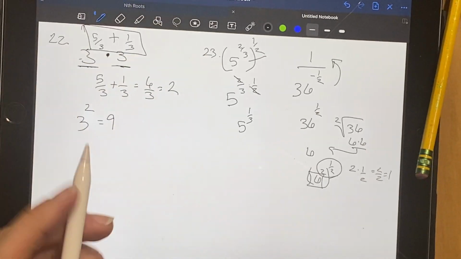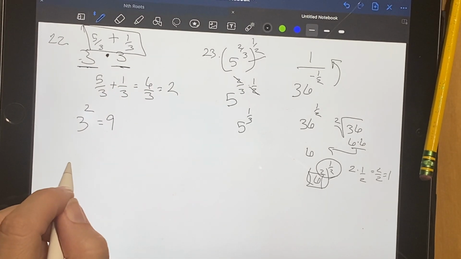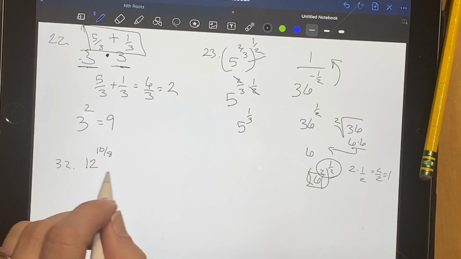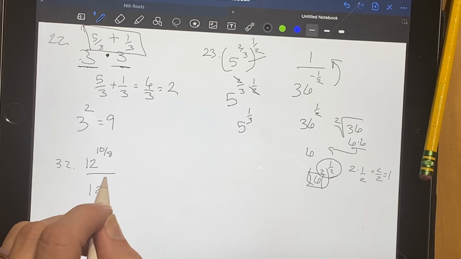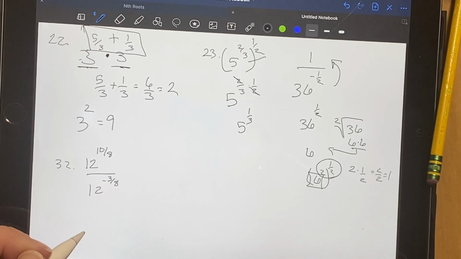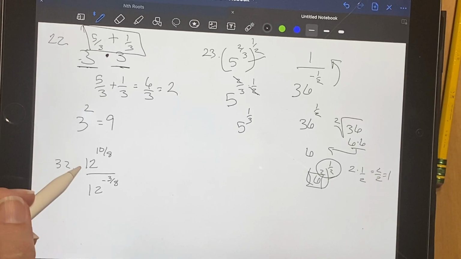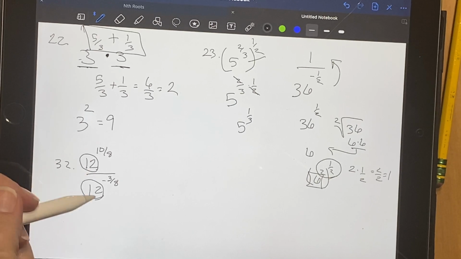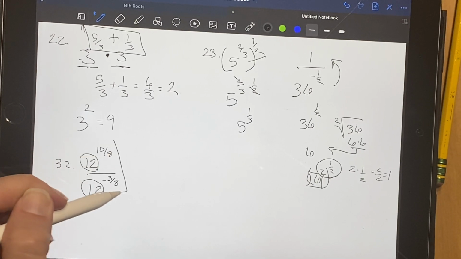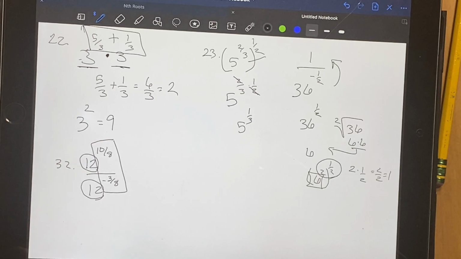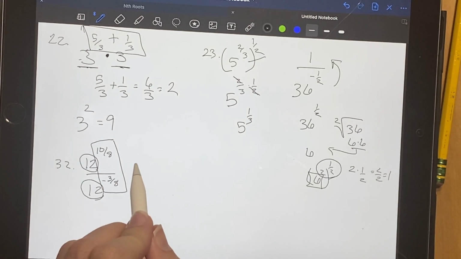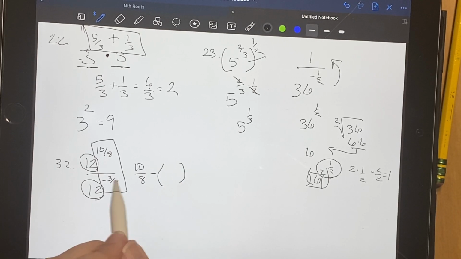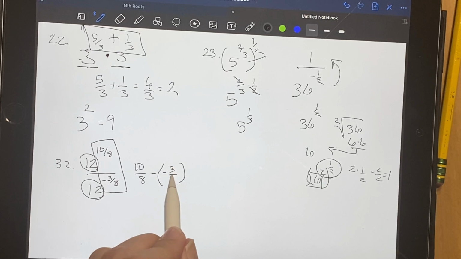And then let's look at this one. 32, we have 12 to the 10/8 over 12 to the negative 3/8. Okay, let's pay attention on this one. We have the same base. When I have the same base as a fraction, we can apply the quotient rule. The quotient rule says that I have to subtract. So the top one, which is 10/8, we then subtract the bottom one. In this case, the bottom one is negative 3/8.